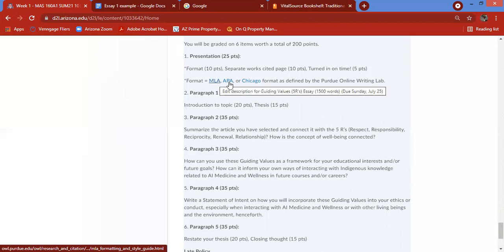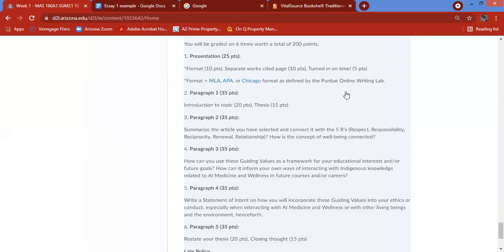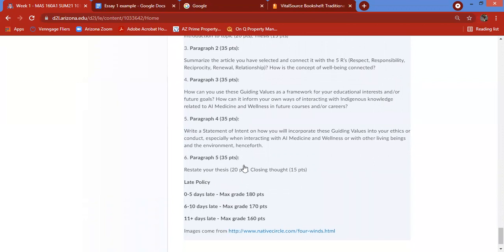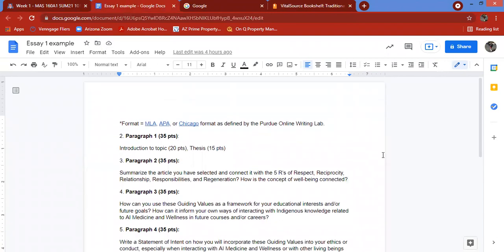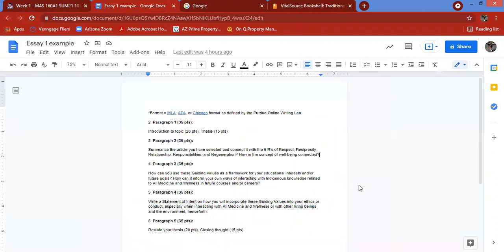Each one of these links will take you to the Purdue Online Writing Lab in order to look up how to appropriately format your paper in any one of these citation styles. So you'll probably want to start right about here to format, and copy all the way down to paragraph 5 and put it into a document, because this is essentially your outline for your paper.